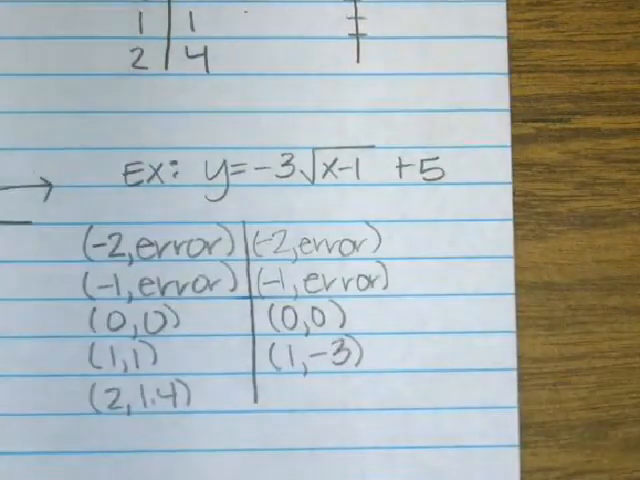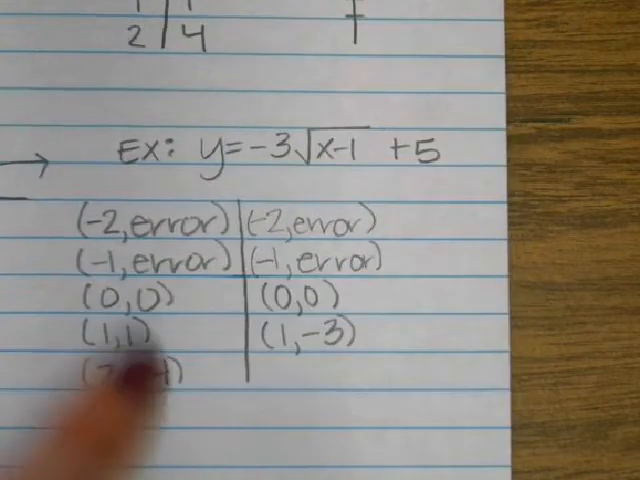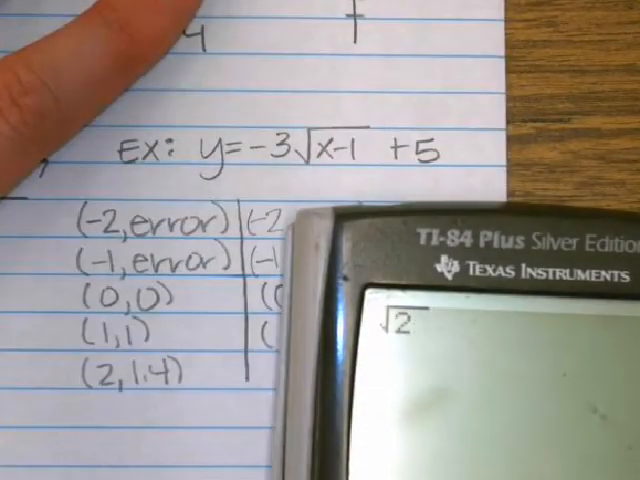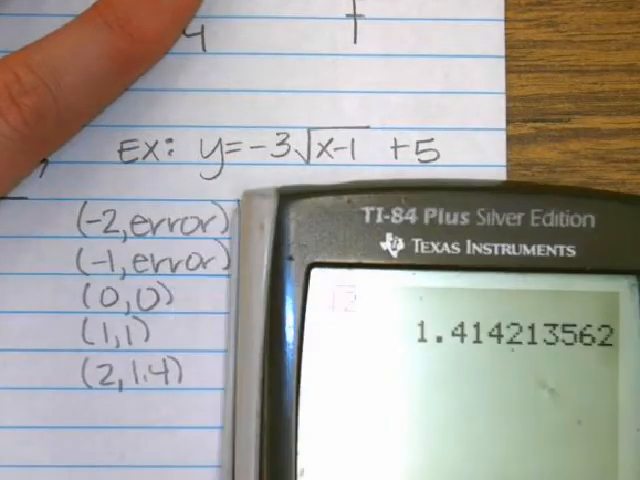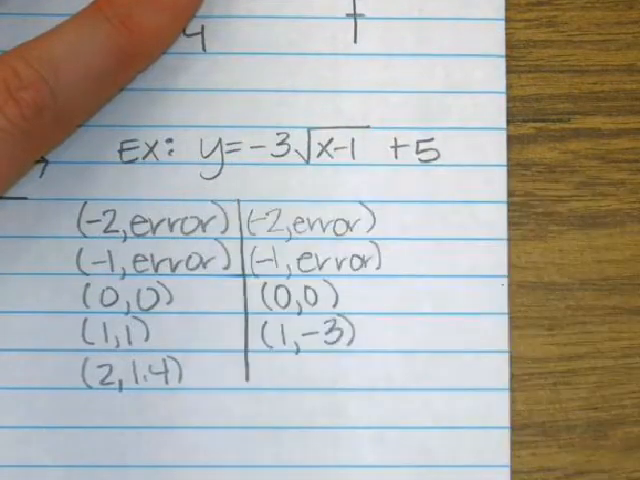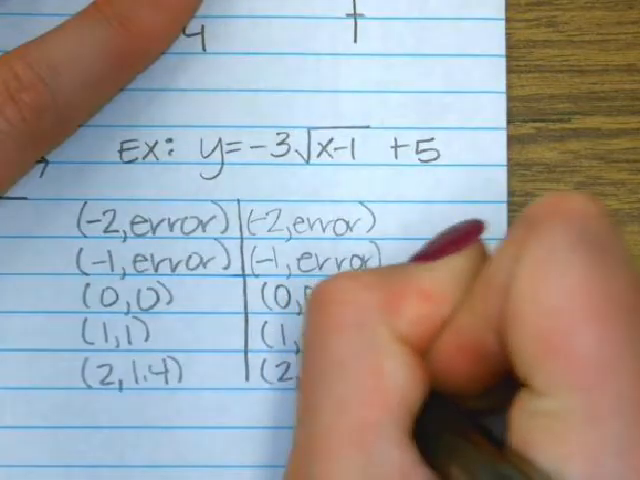And for this one, I don't want to have too much rounding with this early on in the problem. We should round final answers, but we shouldn't use rounded numbers. So for this one, I'm going to do square root of 2, that's that 1.4, and then I'm going to take that decimal and multiply it by -3. So that gives me -4.2. So 2, -4.2.